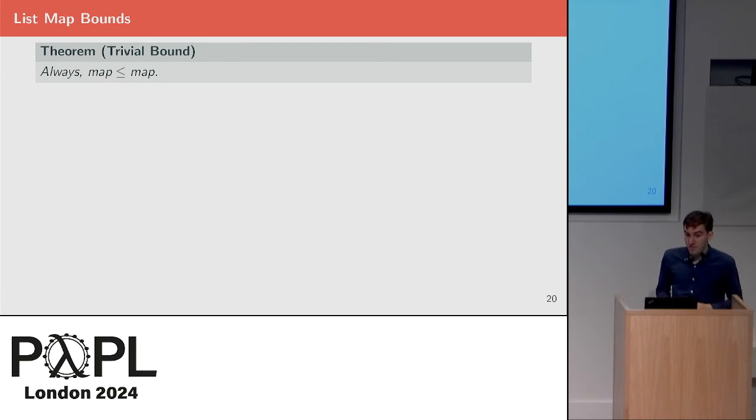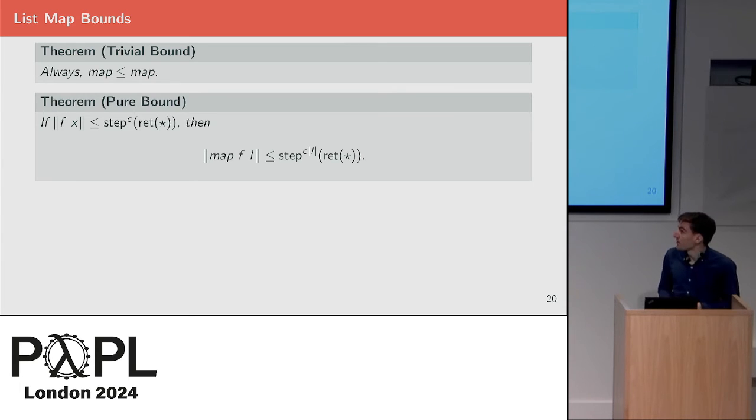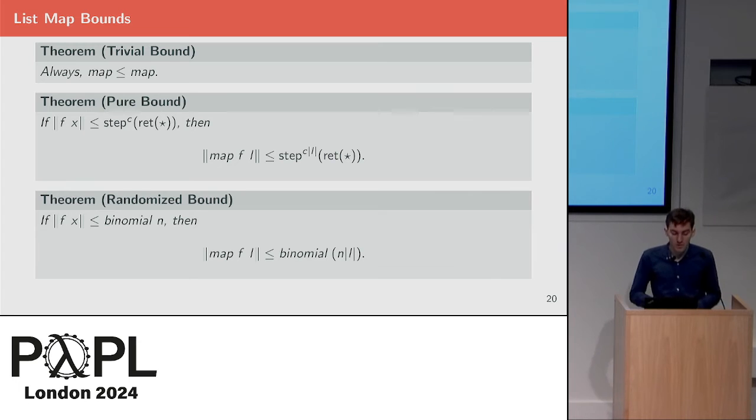However, if you have some simplifying assumptions, you can give better bounds. For example, if you know that the cost of f is always bounded by a constant c, then you know that calling map on f in a list is bounded by c times the length of the list cost. So this sounds more like the O of n bound you might be expecting for map. But in the presence of effects like randomization, you can also say more advanced things like if f is bounded by the binomial distribution on n cost, then map f l is bounded by the binomial distribution on n times length of l cost. So you can give these more advanced bounds.